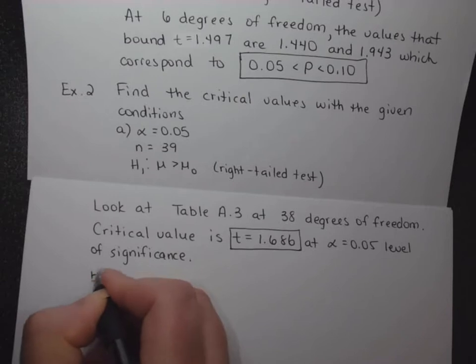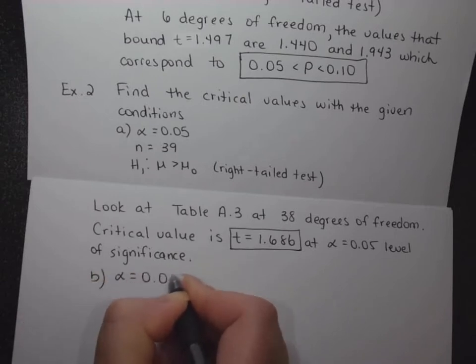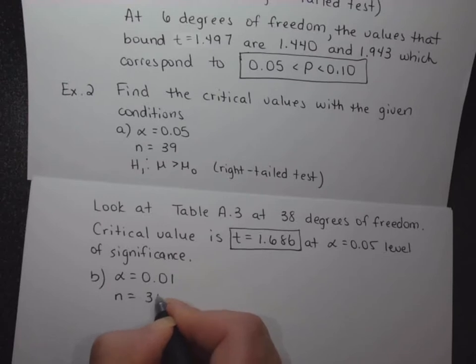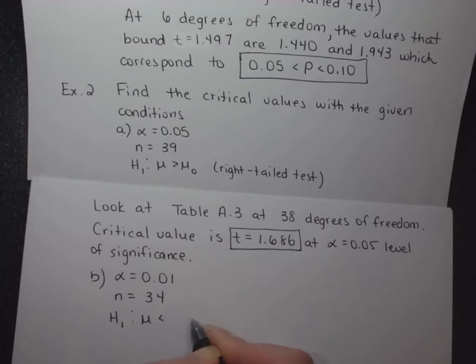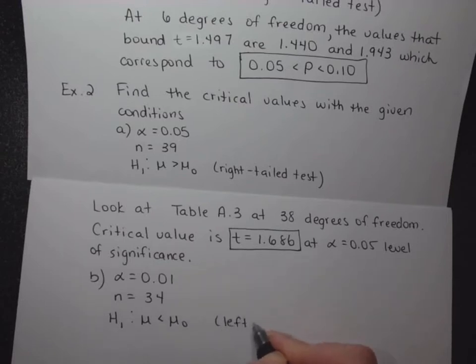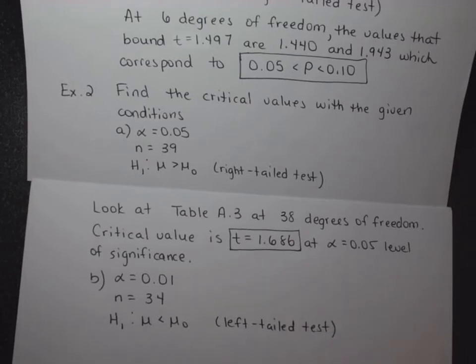Okay, so let's look at a different significance level, maybe even a different row. So 0.01 is the new significance level. N is 34. And then we have something less than. So this is a left-tailed test, which should tell us that the t we're going to get is going to be negative. It's not going to read negative on the chart, but we're going to have to make it negative when we give our answer. So t will be negative because they're to the left on that curve.